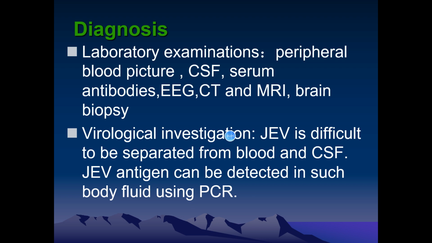CT and MRI scans reveal low density lesions and abnormal signal intensities in the thalamus and the basal ganglia, which correlate with clinical findings of tremor, rigidity and abnormal movement that are common in the acute phase of illness. And the fifth is brain biopsy. It may be recommended in some cases where treatment to date was ineffective and the cause of the encephalopathy is unclear.